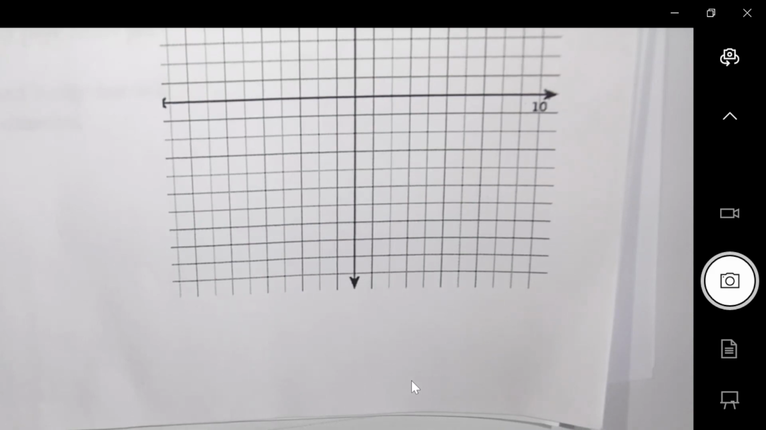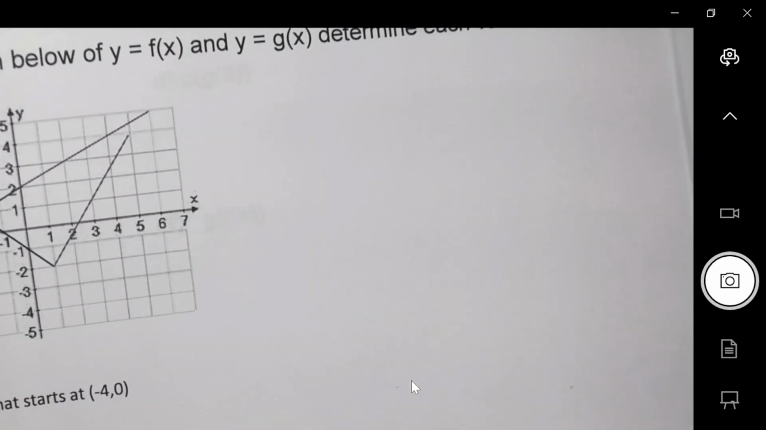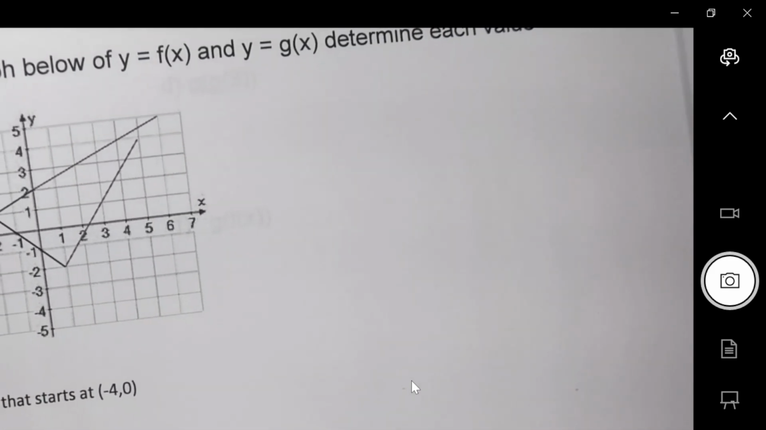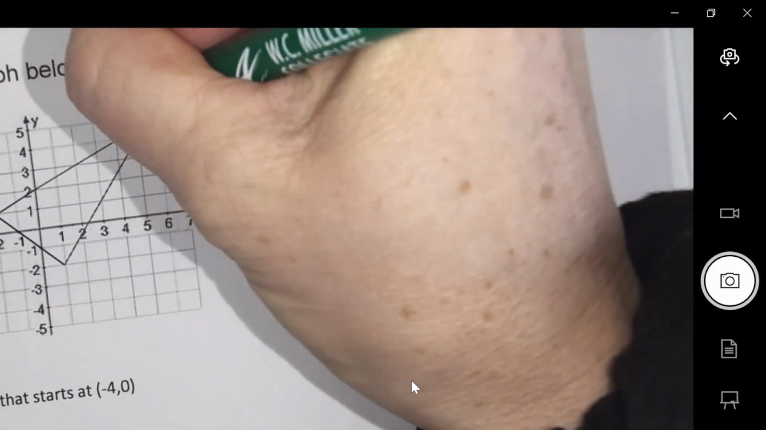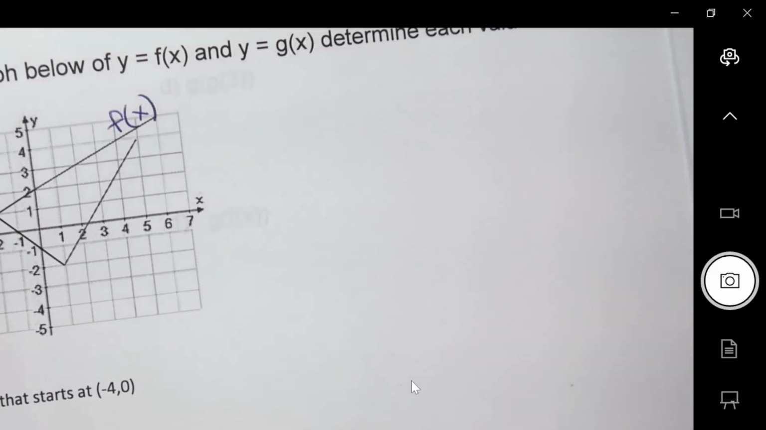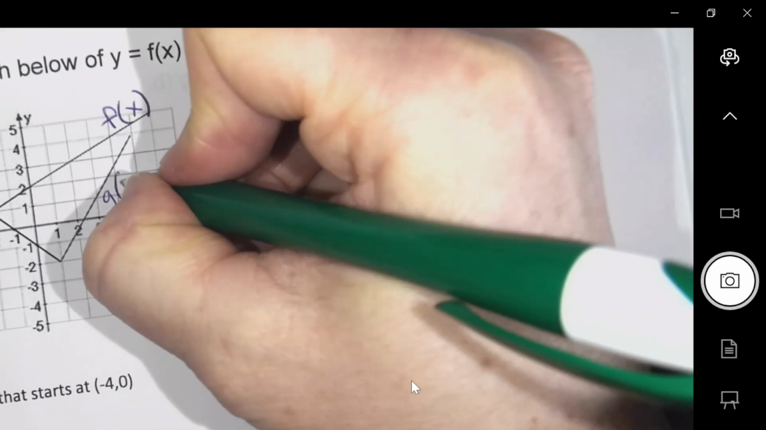Okay, composite functions, input, output. Oh, okay, here. It's not labeled, but it says f of x is the line that starts at negative 4, 0. So this one is f of x, and the v is the g of x.